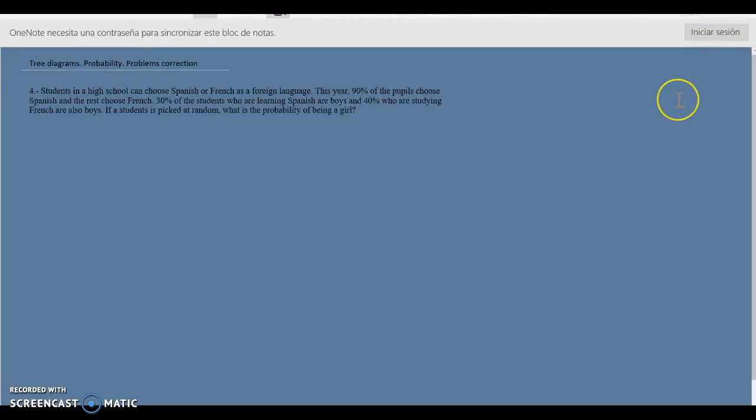Read the problem. The first event is whether the student chooses Spanish or French. We have one branch for Spanish and another for French. The probabilities are 90% for Spanish, so this is 0.9, and for French, 0.1.